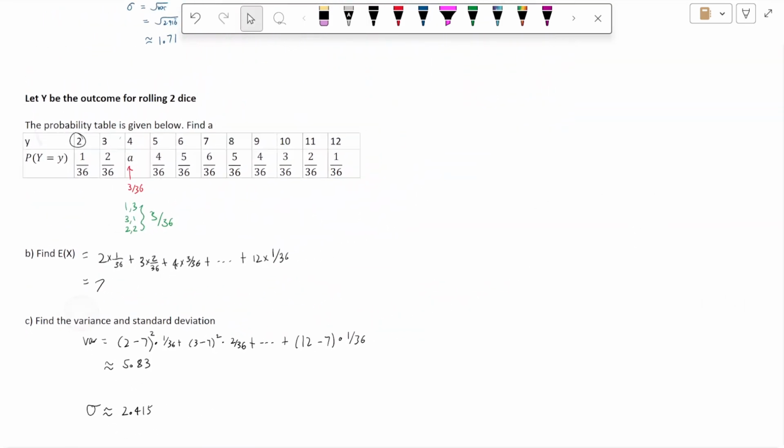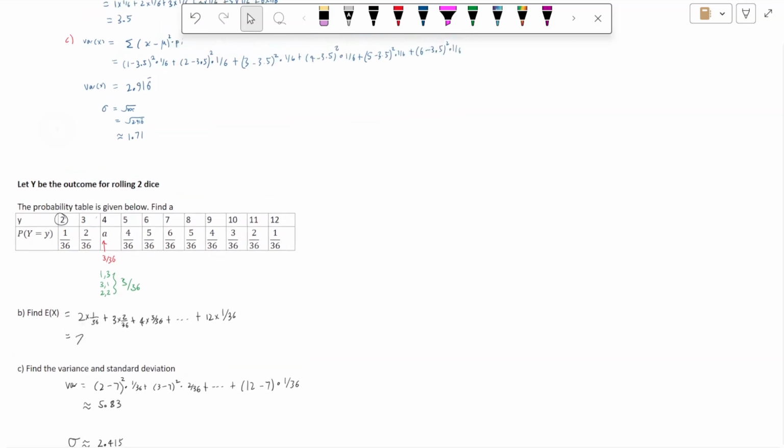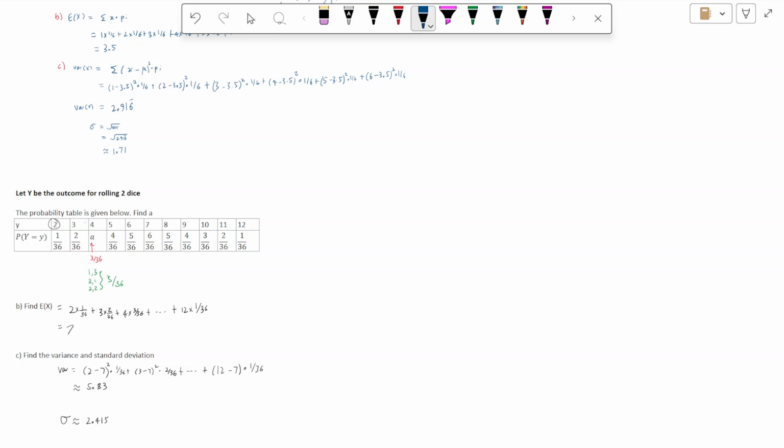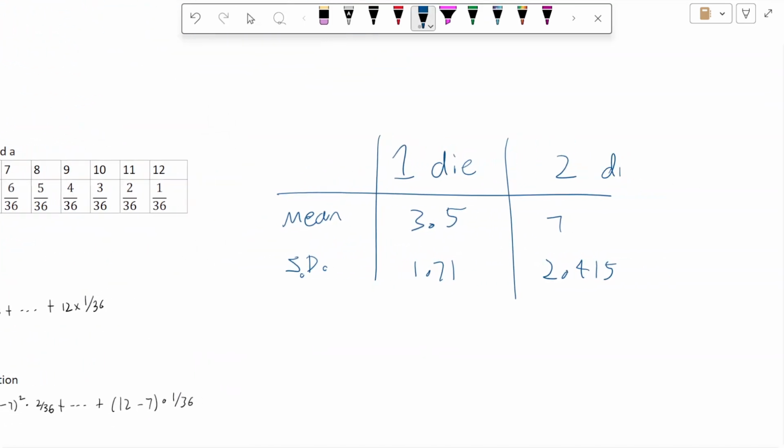Okay, now I didn't put it on the questions here, but I would like you to think about what's going on here, or what pattern. So for one die, we had the mean and the standard deviation being 3.5 and 1.71. For 2, the mean was 7 and 2.415. Now, I'm hoping that we can see the pattern for at least the means. I literally just doubled it. I would encourage you to pause the video and see if you can find out what the pattern is for the standard deviation.